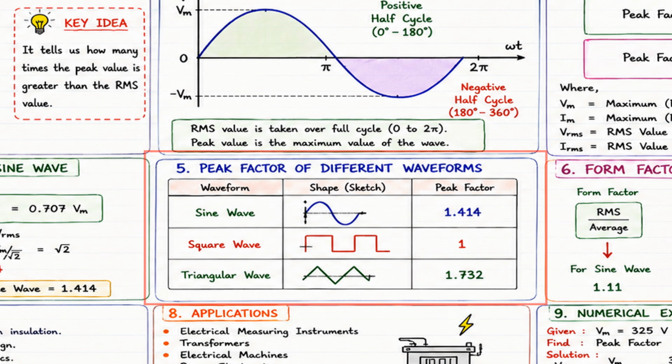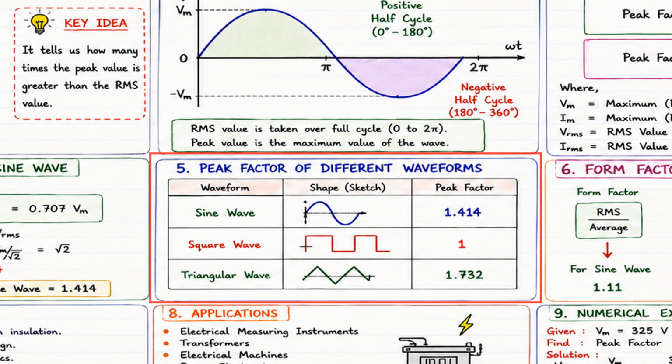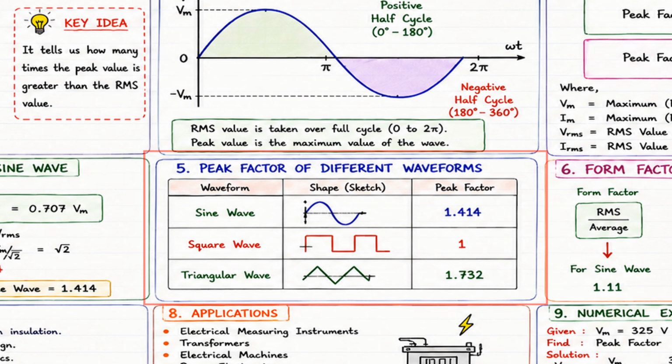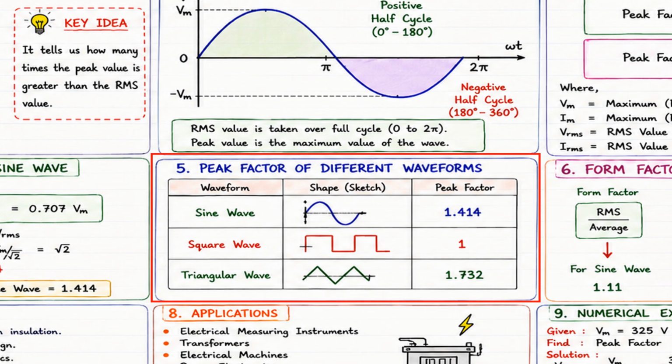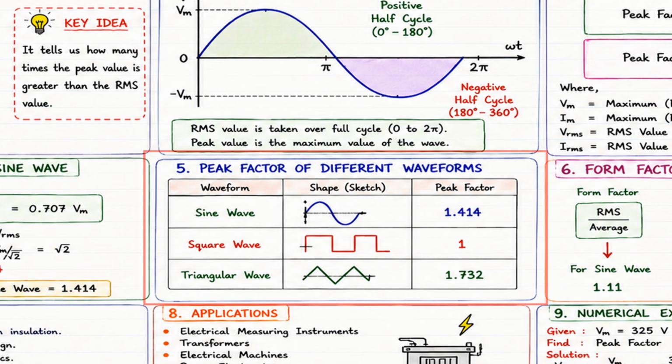Now we move to section number 5, the peak factor of different waveforms. In this table, several different waveforms are compared. For a sine wave, the peak factor is 1.414. For a square wave, this value is 1. And for a triangular wave, it is approximately 1.732. This table shows that the peak factor depends on the shape of the waveform.